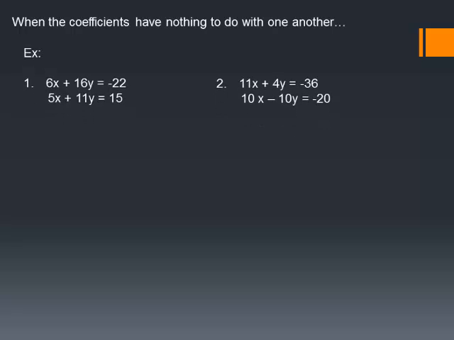Sometimes the coefficients will have nothing to do with one another. So if I look at these examples, 6 and 5, I can't turn a 6 into a 5 or a 5 into a 6. I can't turn an 11 into a 16. Here I can't turn a 10 into an 11 or a 4 into a 10. So now I need to find the least common multiple of two of the coefficients.